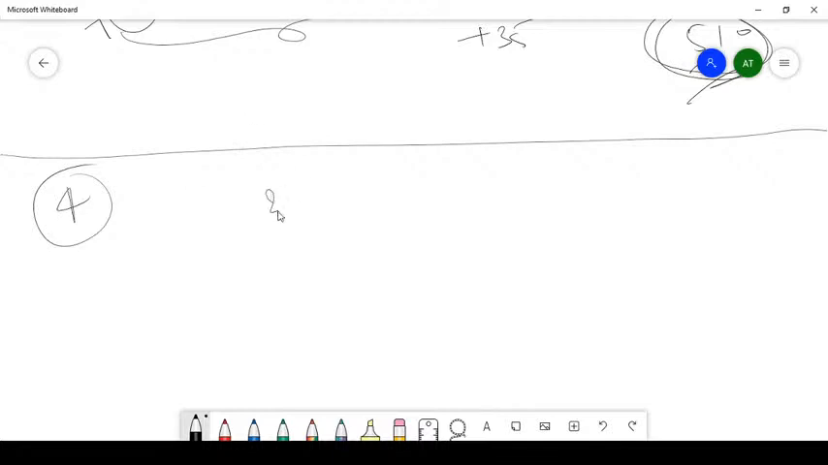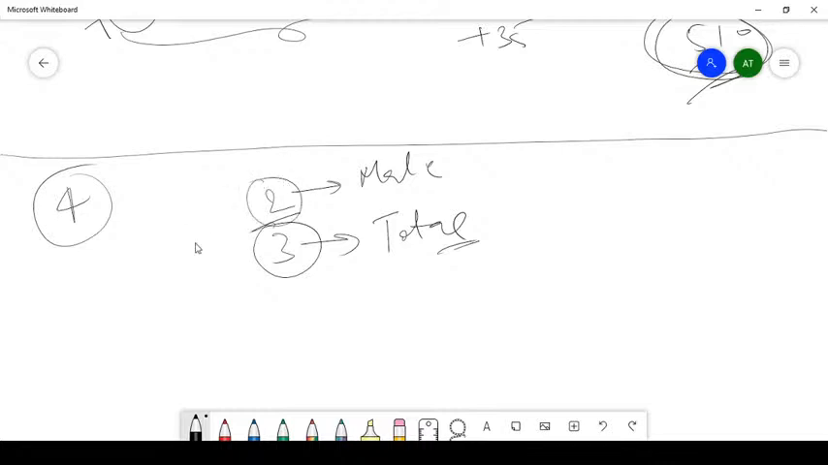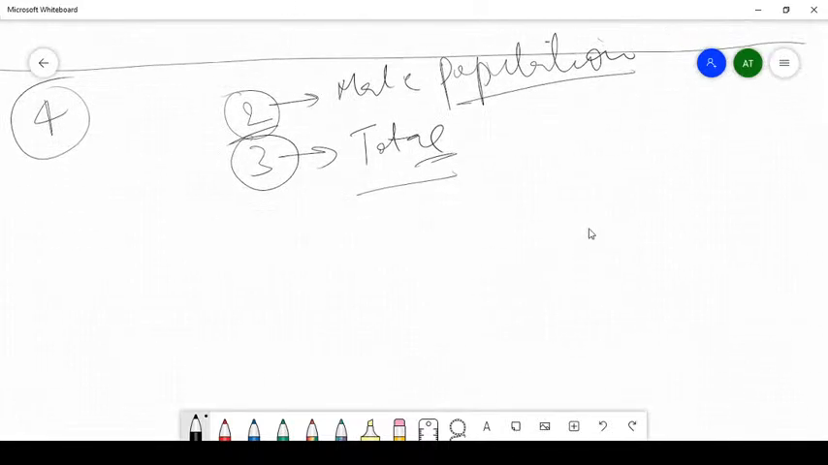See, that means that 2 by 3 are the male. That means 2 are the male population and 3 are the total population. 3 units are the total population, and in those 3 units of the total population, 2 units are the male population, right?